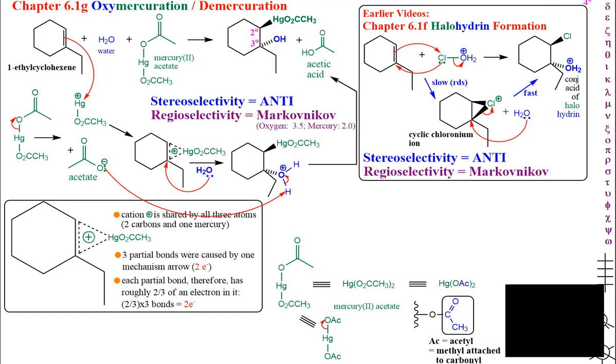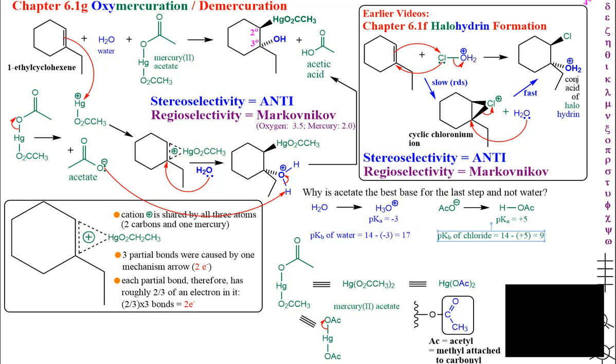The final thing we have to answer is why is acetate the best base and not water this time? And that's a simple answer. The answer goes as follows. As discussed previously, water's pKb is 17. Acetate is the conjugate base of acetic acid with a pKa of 5. The pKb of acetate is 14 minus 5, which is 9. 9 is a difference of 8 from 17.